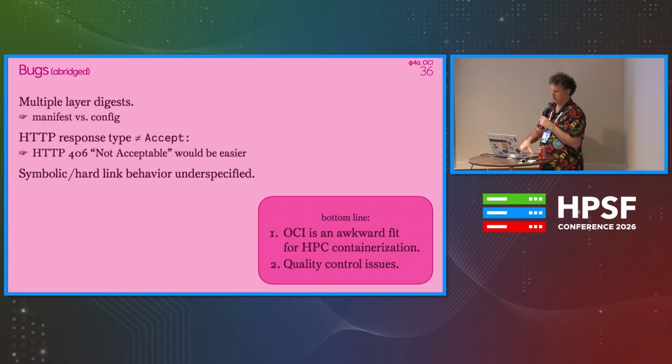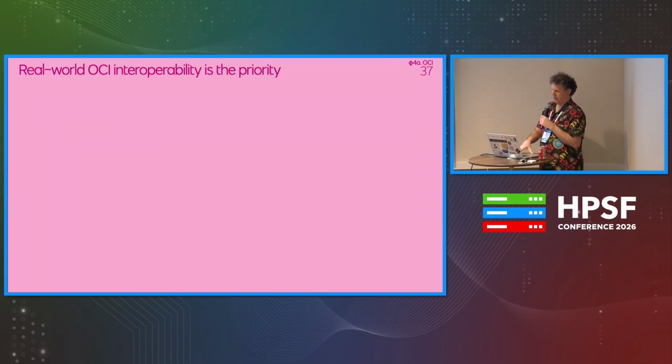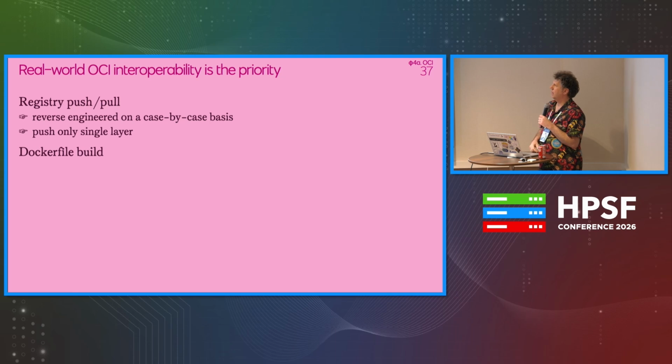It also has quality control issues. That said, real-world interoperability, I think, is my priority, right? And we do that, right? I think the two key ways right now is you can push and pull the registries. I had to reverse engineer this because every registry does it a little bit differently. You can't just write to the spec.